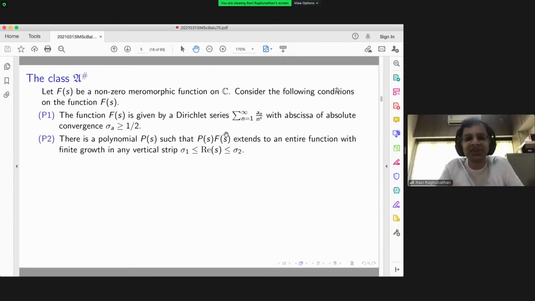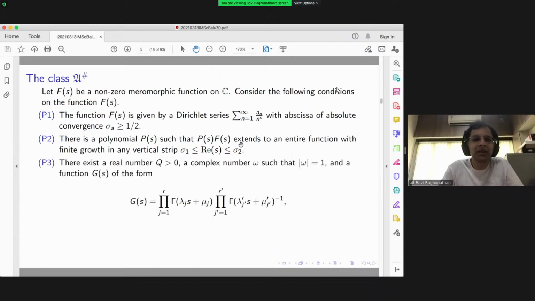I will assume the same condition as I assumed in Hamburger's theorem, that there is some polynomial p(s), so that the product p(s)f(s) extends to an entire function, let's say with finite growth in any vertical strip, sigma_1 less than or equal to real part of s less than or equal to sigma_2. So in vertical strips, we have finite growth.